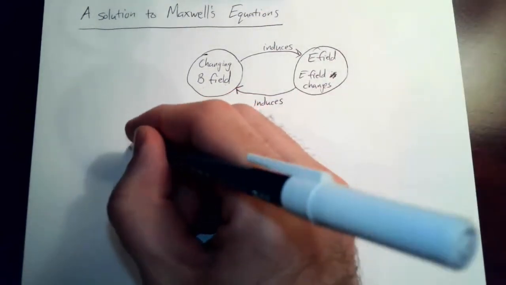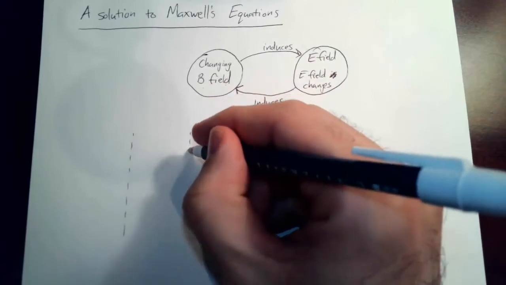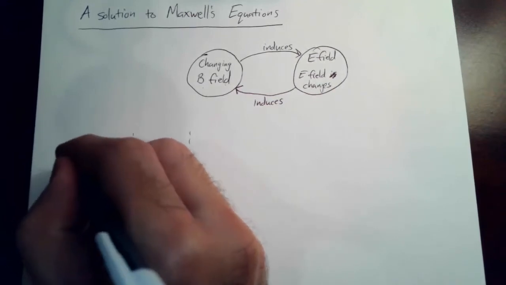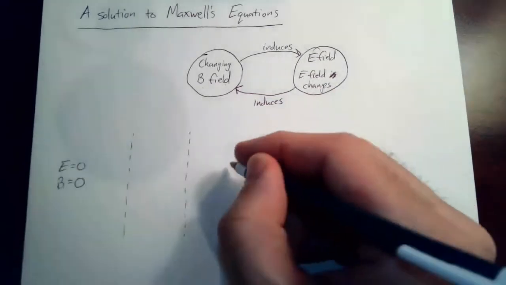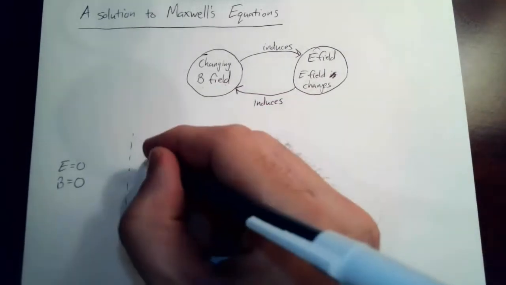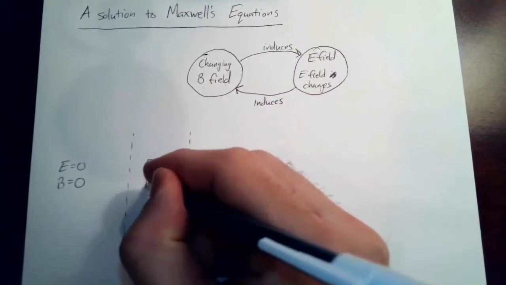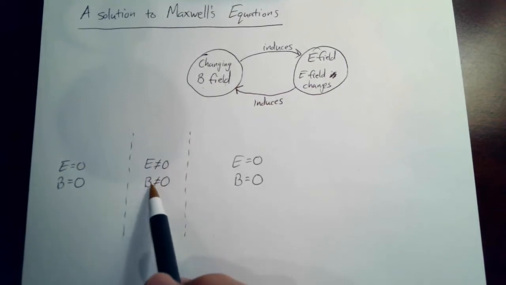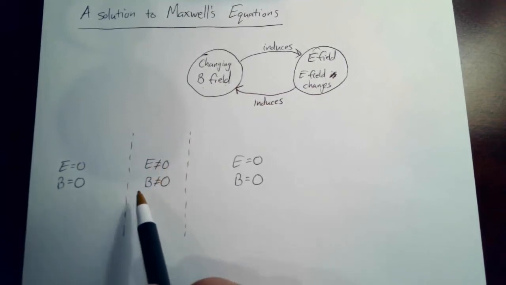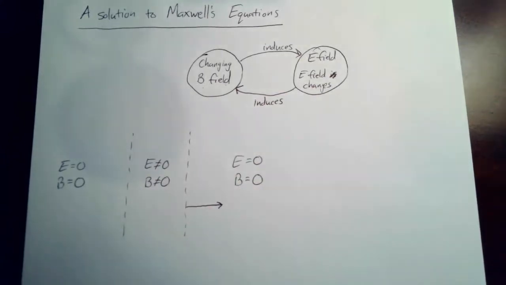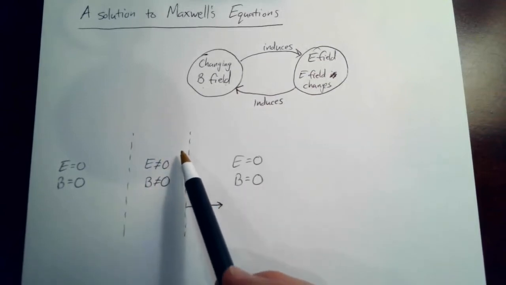What we have is, imagine a region of space. Your book calls it a slab of space. And outside of the slab, E and B are 0. But inside the slab, E and B are non-zero. And it turns out if you choose E and B carefully enough, and if you choose the direction of propagation carefully enough, this can be a solution to Maxwell's equations.